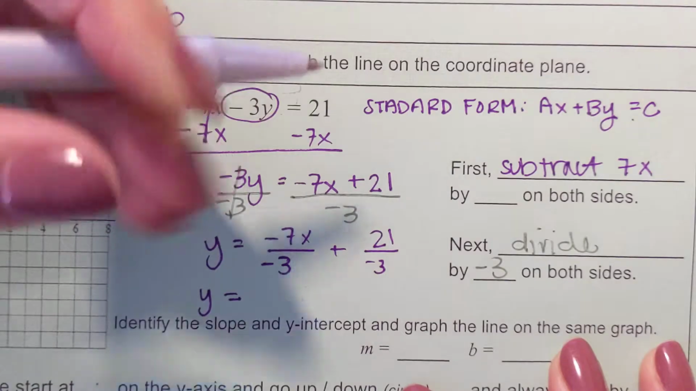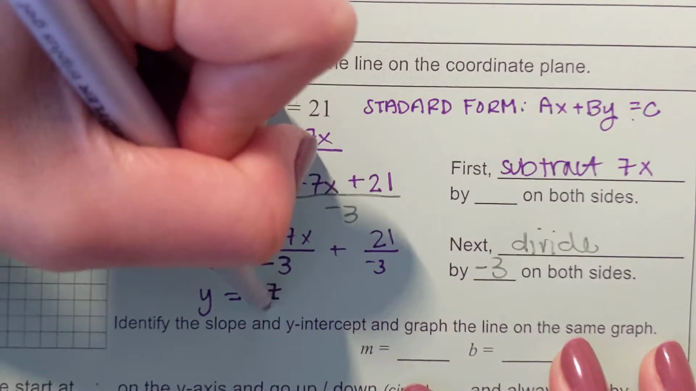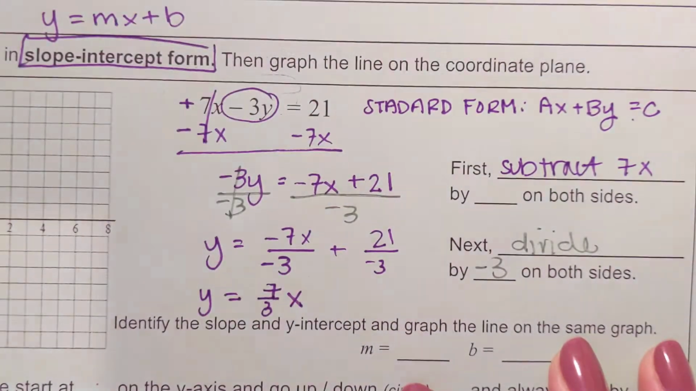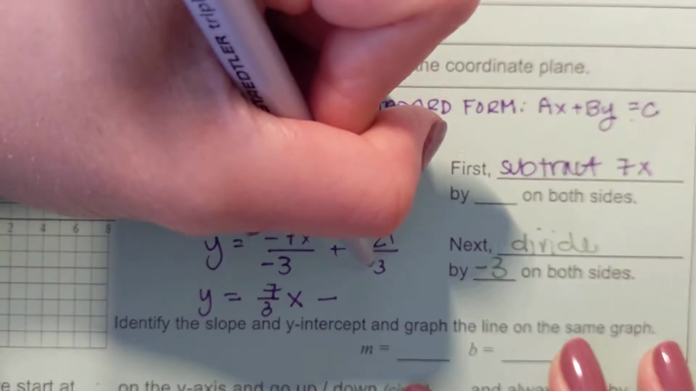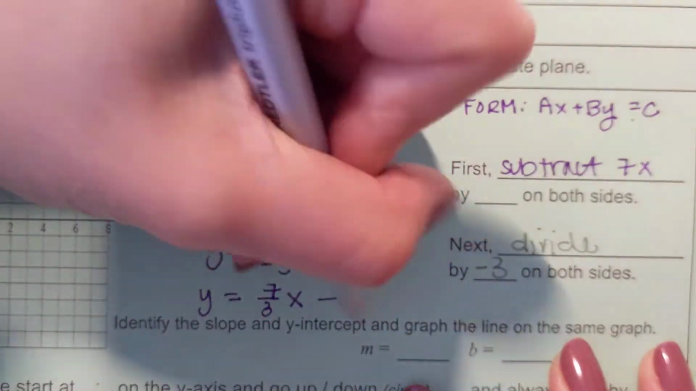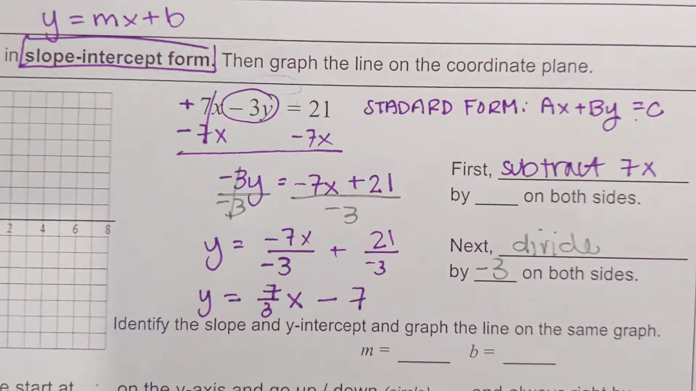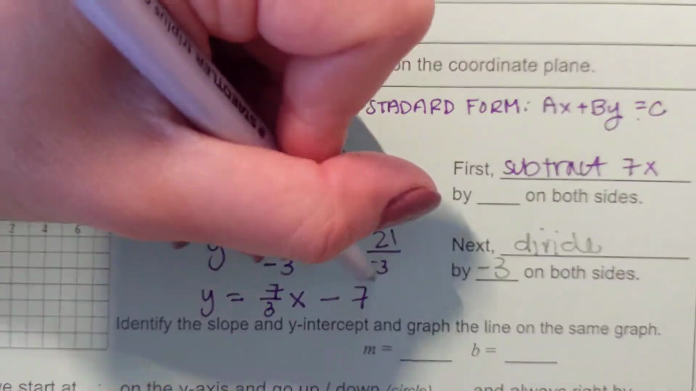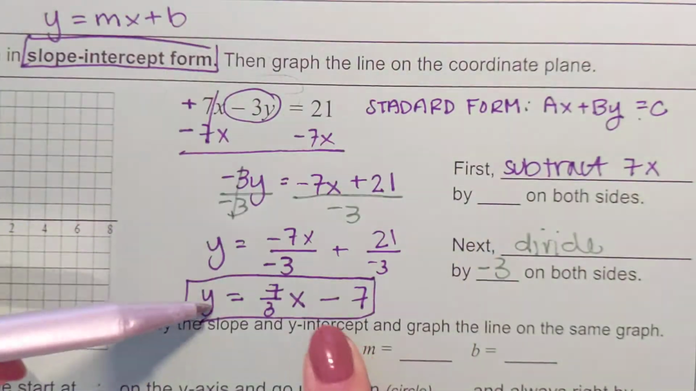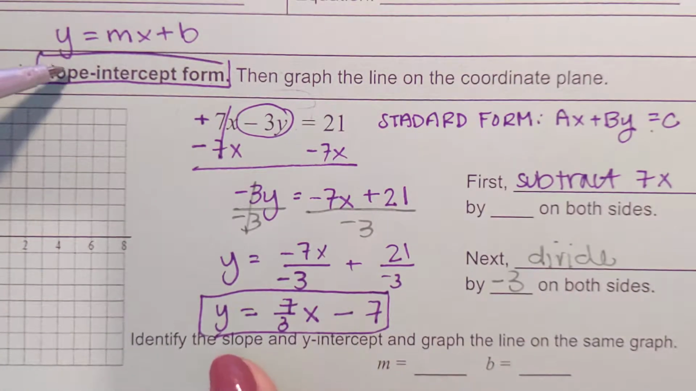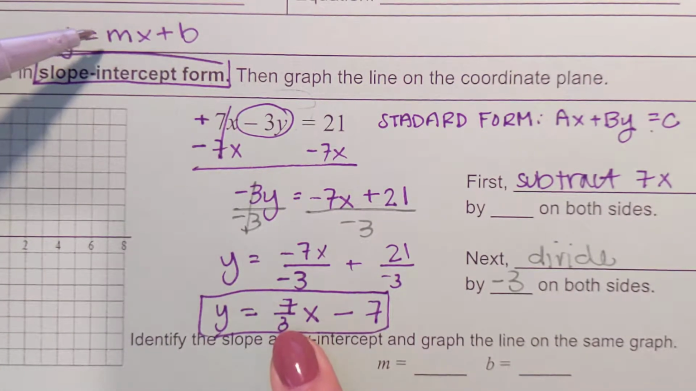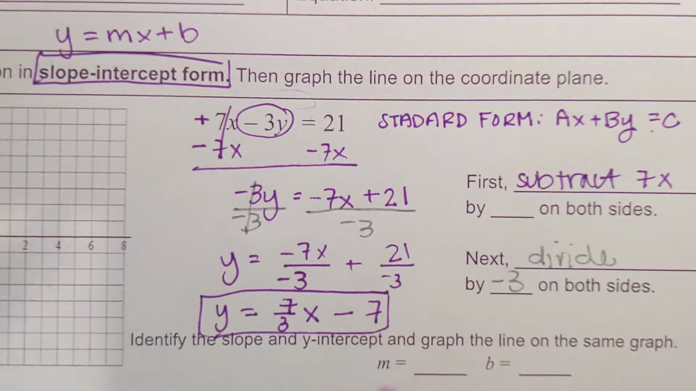A negative divided by a negative is a positive. So this is 7 over 3x. 21 over -3 is a -7. So this is it. This is our slope-intercept form. If I compare this to what's up here, they look very similar. I can tell what m is, and I can tell what b is.